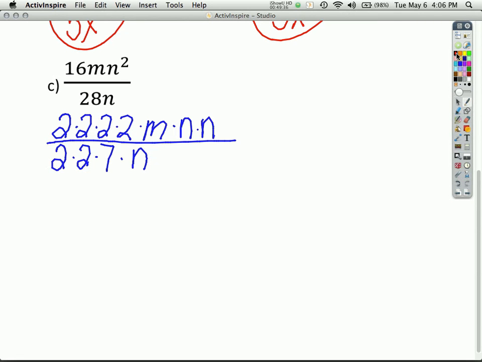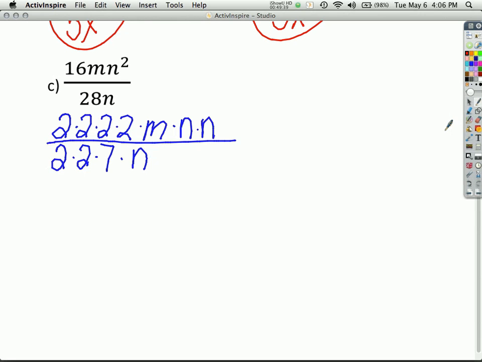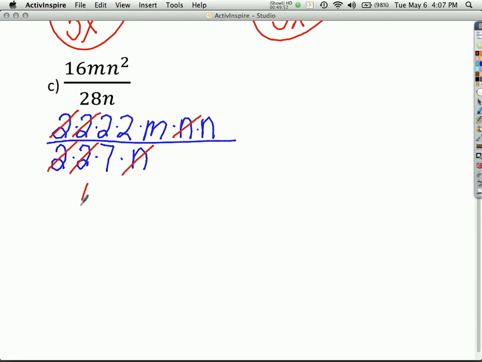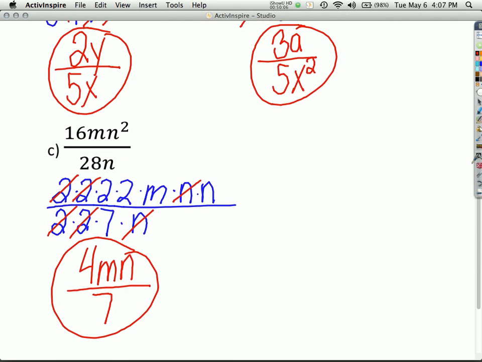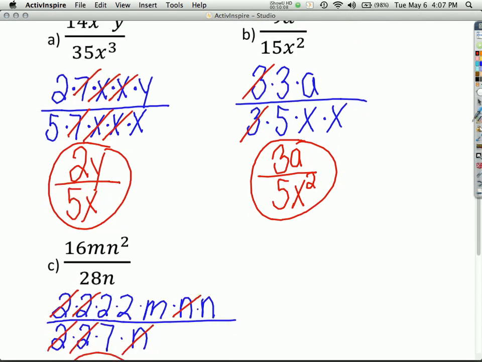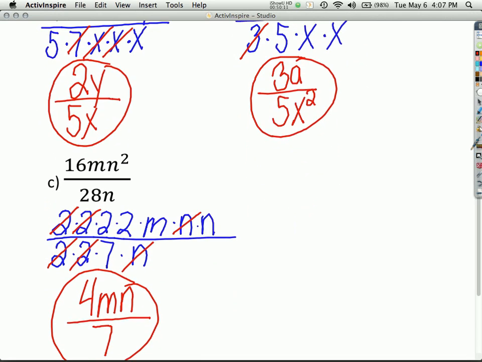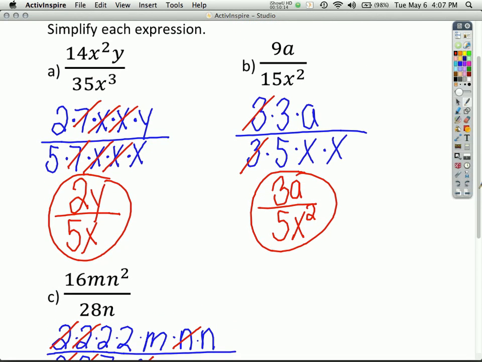Now cancel anything that's on the top and the bottom. This 2 cancels that one. That 2 cancels that one. That n cancels that n. And now put back together whatever's left over. 2 times 2 is 4. There's one m and one n. M, n, over, and there's just a 7 on the bottom, and that is simplest form. Does anyone have any questions on how to simplify fractions that have variables in them? Any questions?